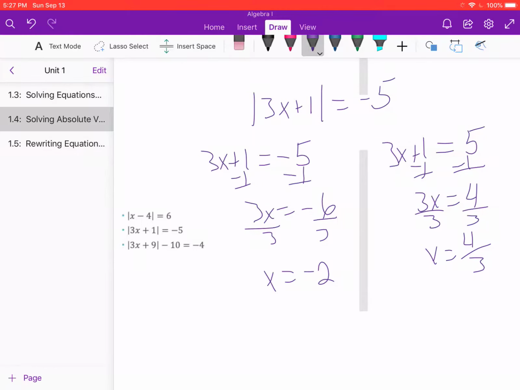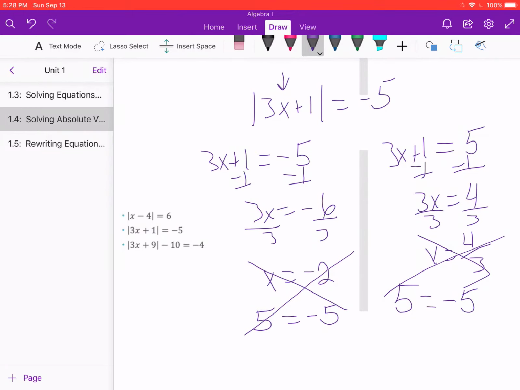Let's go back and check and see if that works. So plugging back in up here, 3 times negative 2 is negative 6. Negative 6 plus 1 is negative 5. The absolute value of negative 5 is positive 5. So we get positive 5 equals negative 5. That does not work, so this can't be an answer. Looking at the next one, 3 times 4 thirds is 4. 4 plus 1 is 5. Absolute value of 5 is 5. And again, we get that 5 is not equal to negative 5.